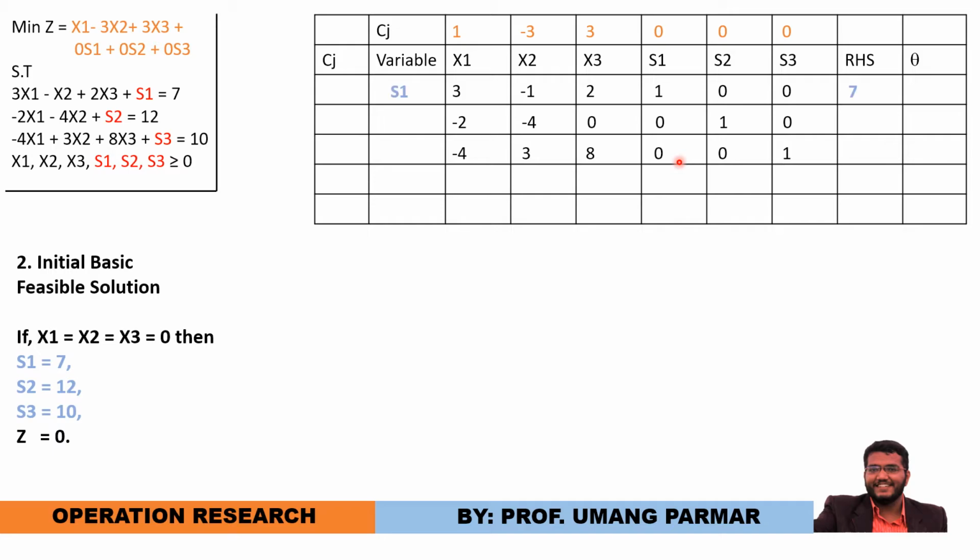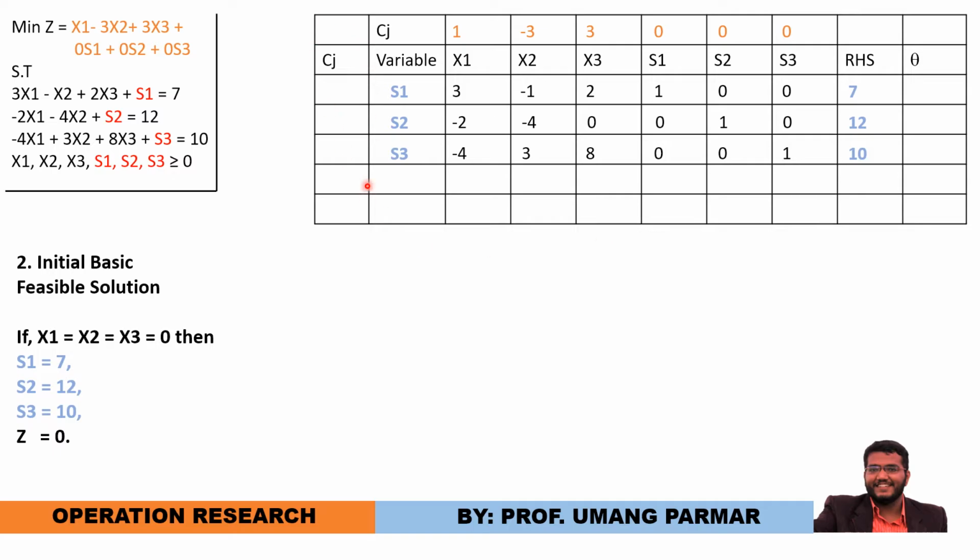After that, we are just writing down the solution, that is the initial basic feasible solution, and it says that our s1 value is 7 from the first constraint. So for the first constraint we are writing variable s1 and the answer is 7 here. Same way from the second constraint we are writing s2 equal to 12, so the variable is s2 and the right hand side value is 12. And at last we are writing s3 equals 10 from the third equation, so the variable is s3 and the value will be 10.